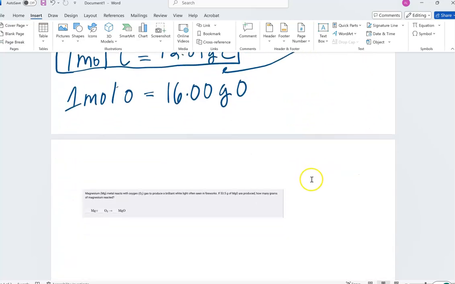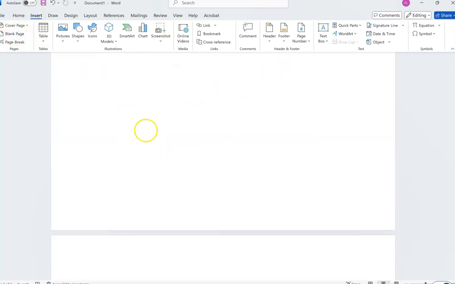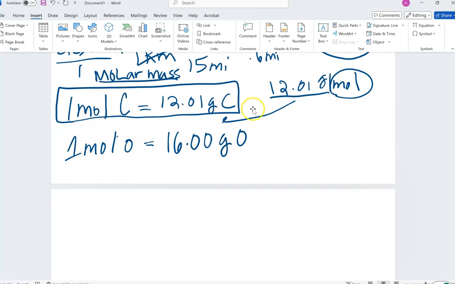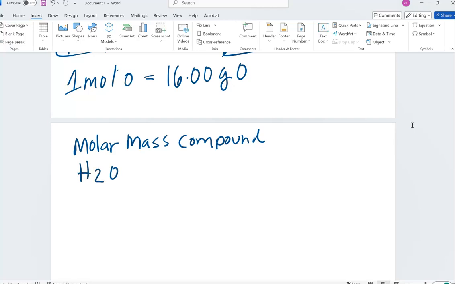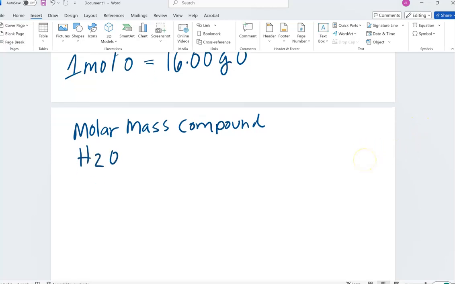So I'm going to have to insert another document here, a blank page. Here we go. Now I want to find the molar mass of a compound or molecule. If I wanted to find the molar mass of H2O, I need the molar mass of hydrogen and the molar mass of oxygen.